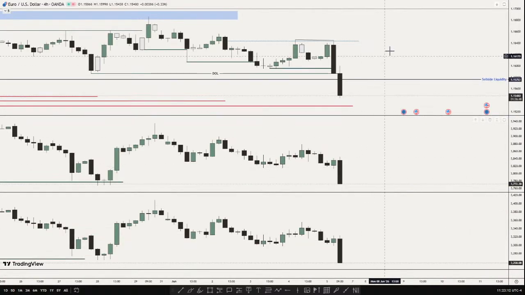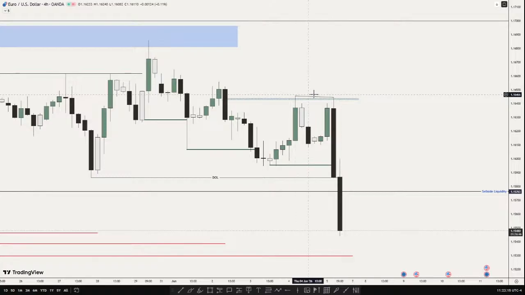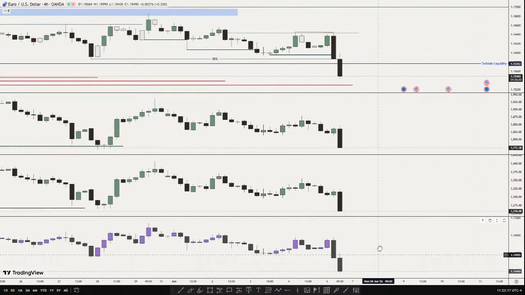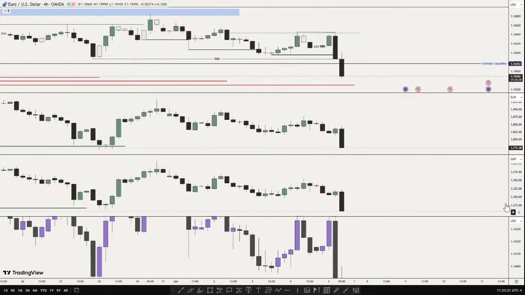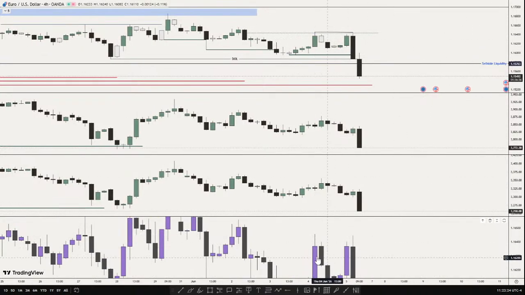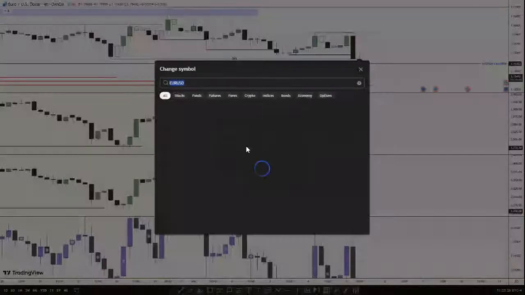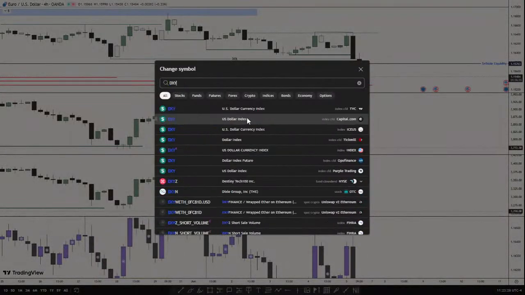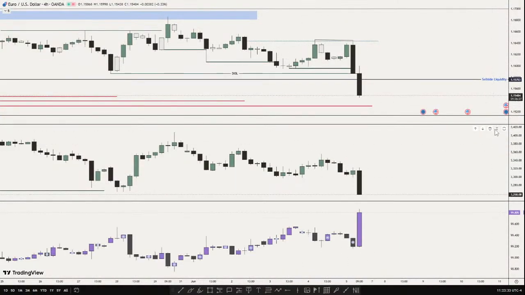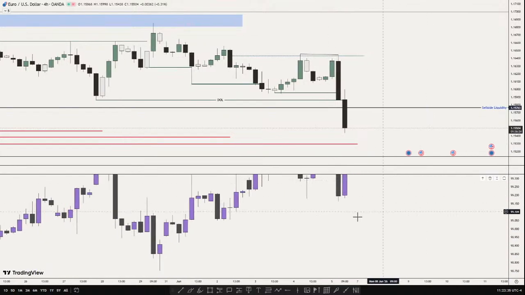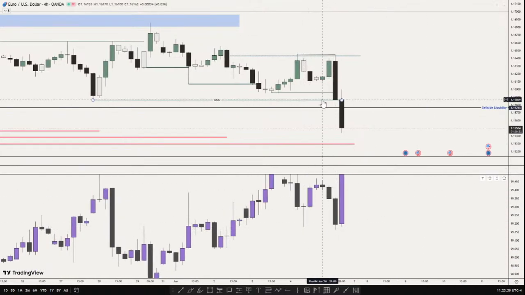So what it did, it created an SMT with, I guess, the DXY. This is GBP USD. I believe this was an SMT with DXY. I don't remember correctly, but this was an SMT. So DXY took this low out here, but the Euro USD did not take out this high. So lower low here and then lower high here.